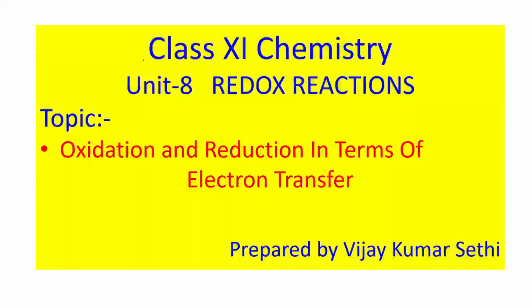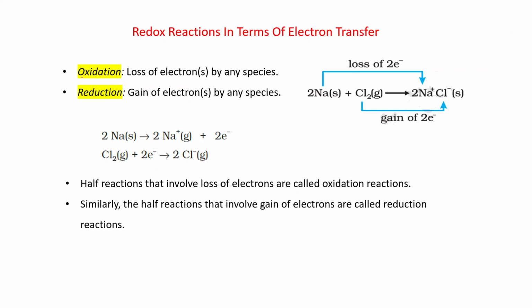Class 11th Chemistry, Unit 8 Redox reactions, and in this video we will discuss oxidation and reduction in terms of electron transfer. First, what is oxidation? Oxidation is the loss of electrons by any species, and reduction is the gain of electrons by any species. For example, sodium when it reacts with chlorine will convert into NaCl.